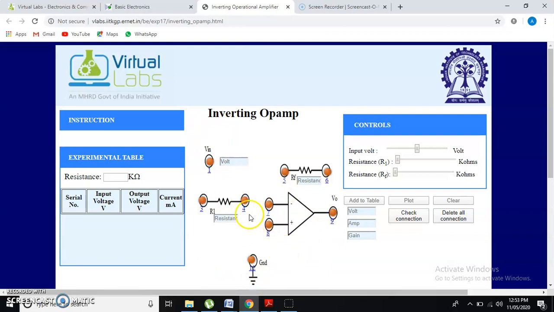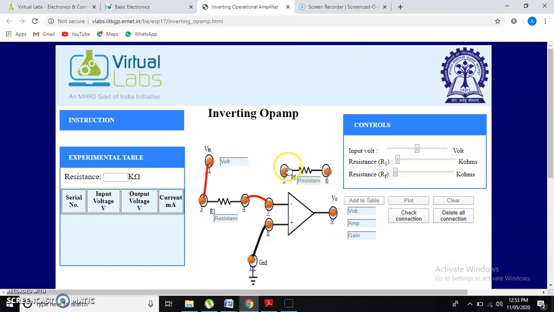So for designing the inverting amplifier, this is the inverting terminal. So what we have to do? Input has to be connected to the inverting terminal of the op-amp through a resistance. So input is connected to this resistor. So through this resistor we are actually giving this input to inverting terminal of the op-amp. Non-inverting terminal will be at ground potential.